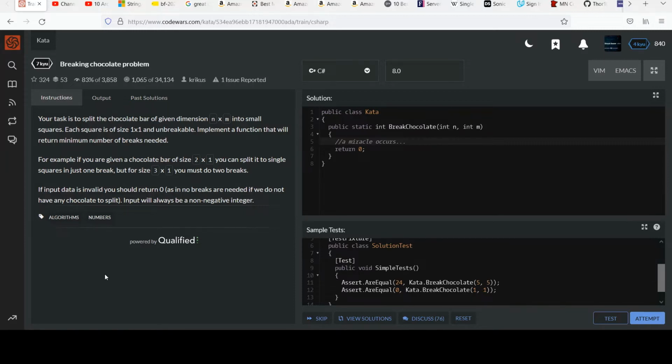For example, if you are given a chocolate bar of size 2 by 1, you can split it to single squares in just one break, but for size 3 by 1, you must do 2 breaks. If input data is invalid, you should return 0, as in no breaks are needed if we do not have any chocolate to split. Input will always be a non-negative integer.